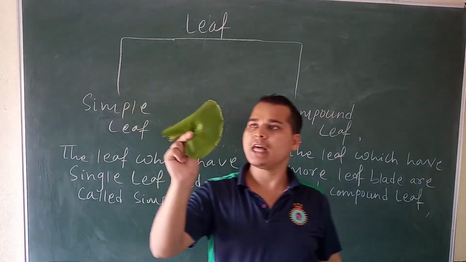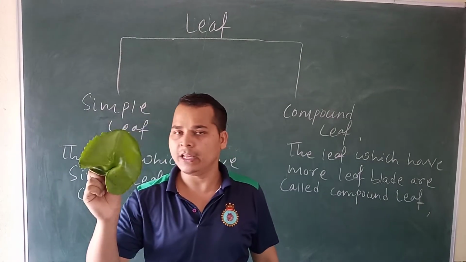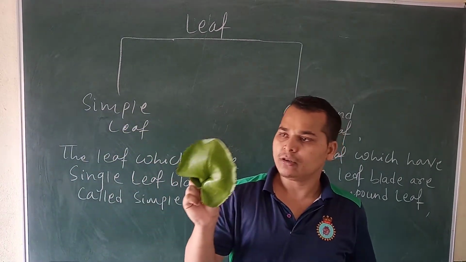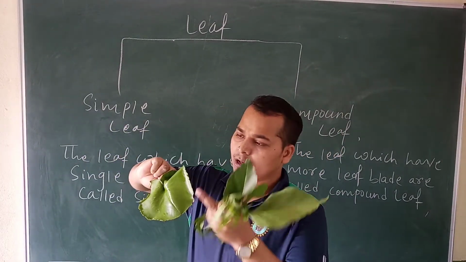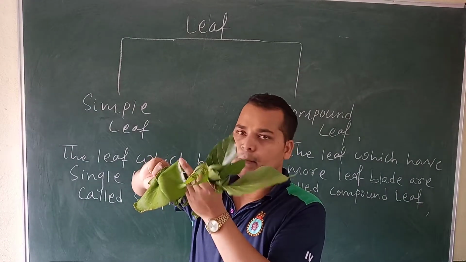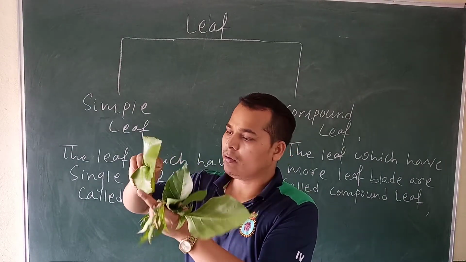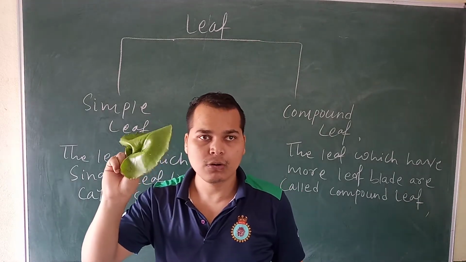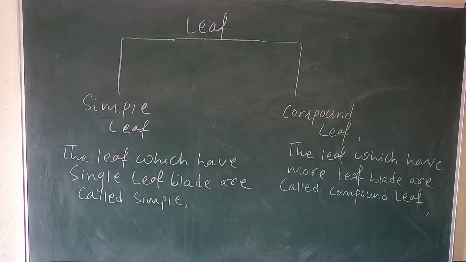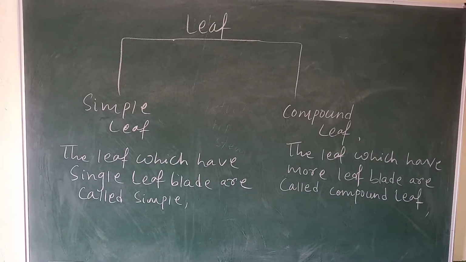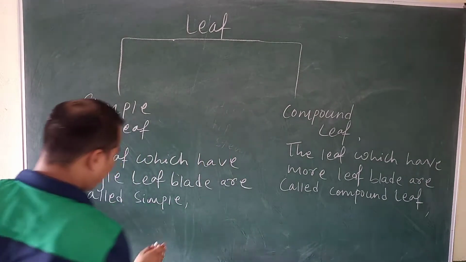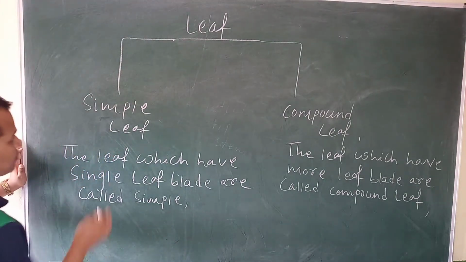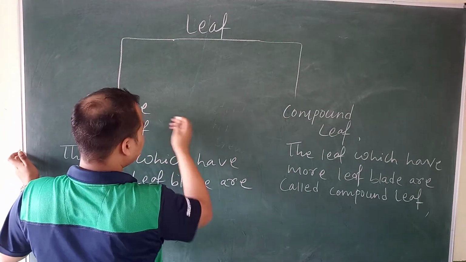So see, this is the structure of a water lily leaf. In that leaf, the leaf blade has more than one leaf blade. So this is a compound leaf. Yes or no? So this is about simple and compound leaves. So how is the picture of simple leaves?